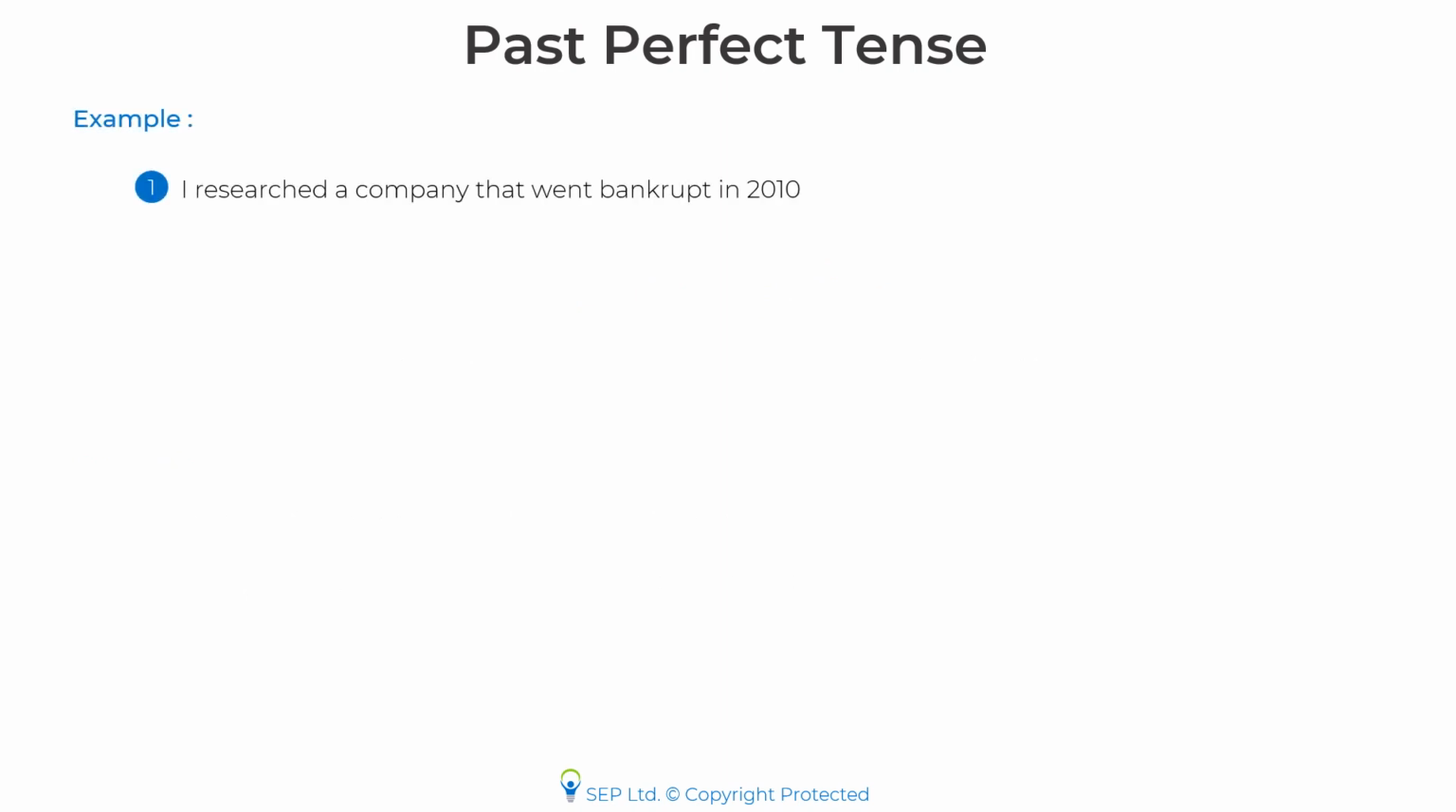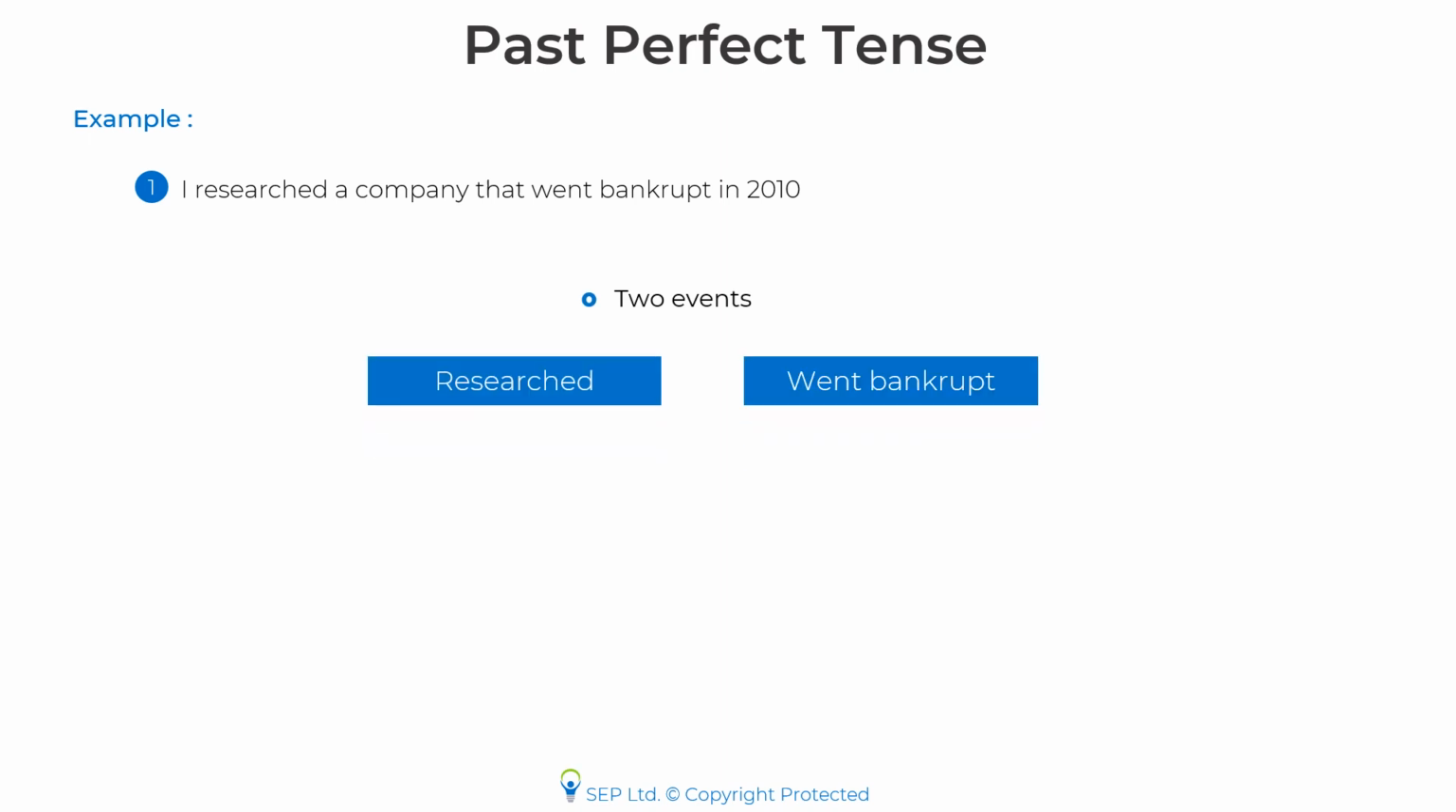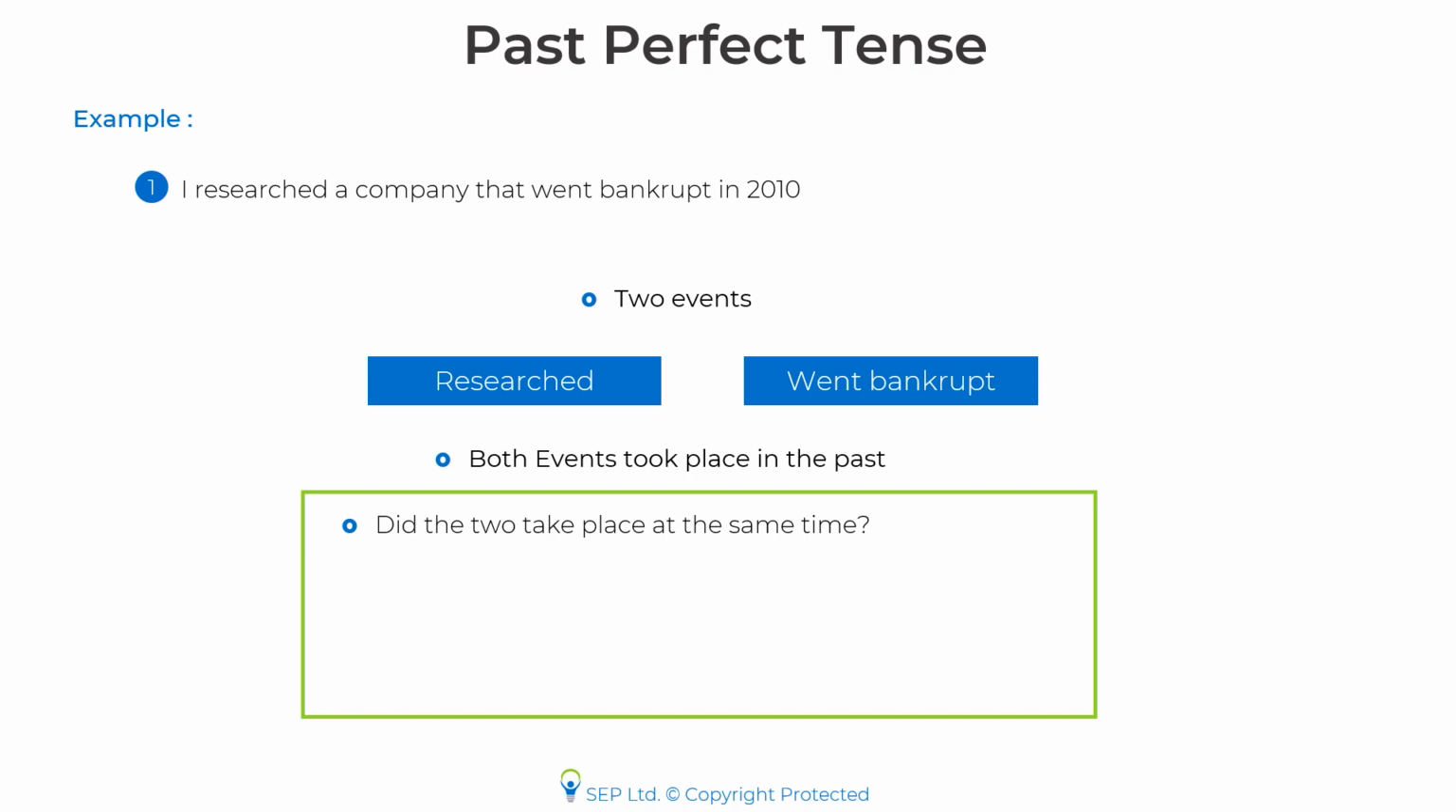Let us look at the first sentence. I researched a company that went bankrupt in 2010. Okay, so what do we have here? We have two events. One, researched, and the other went bankrupt. We know from the sentence that both the events took place in the past. However, there are some other things that we don't really know. Ask yourself, did these two events take place at the same time? That is, from the sentence, am I able to understand that the research also took place in 2010 when the company went bankrupt? Well, we don't know, right?